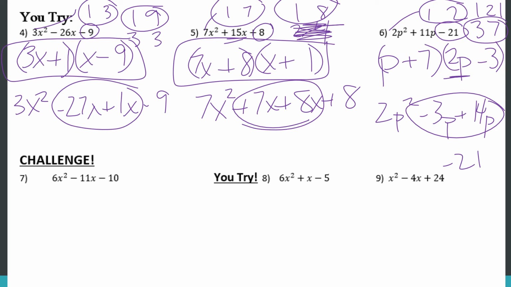Like, there's only one option for the front terms. Like that 3x squared in number 4, the only factors of 3 are 1 and 3. In number 5, the only factors of 7 are 1 and 7. In number 6, the only factors of 2 are 1 and 2. Take a look at this challenge question here.